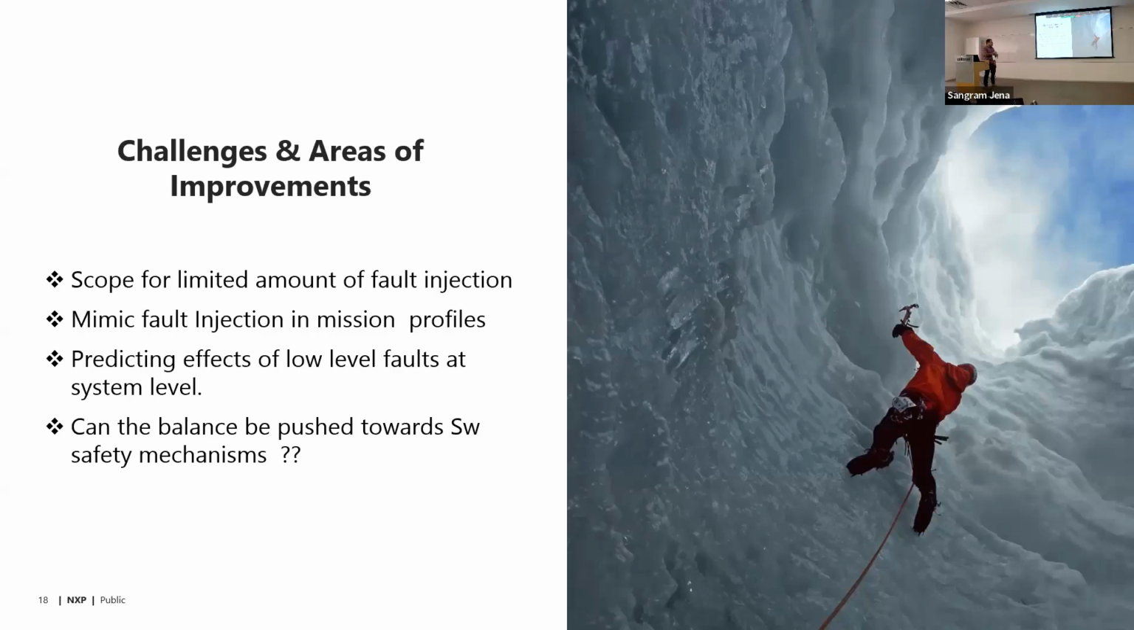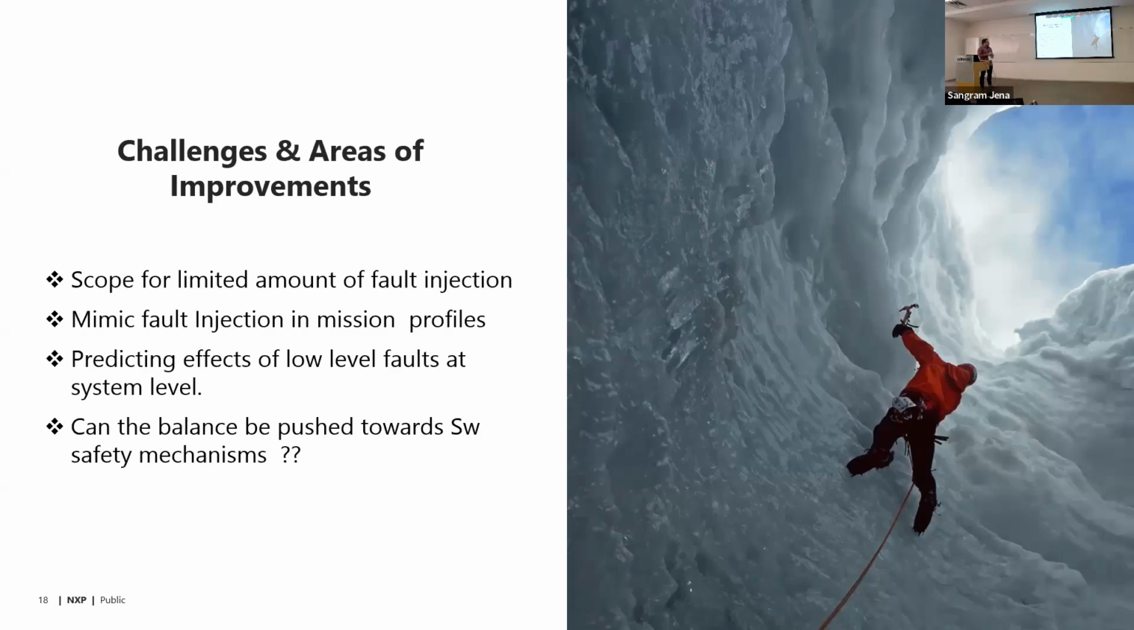And the last one is, as I said, safety mechanisms will come at a cost. So you have to make sure that you have a balance of hardware safety mechanisms and software safety mechanisms. Technically or theoretically, at least, software safety mechanisms are easier to develop. I mean, the development time is less.